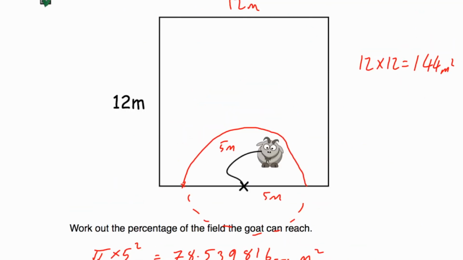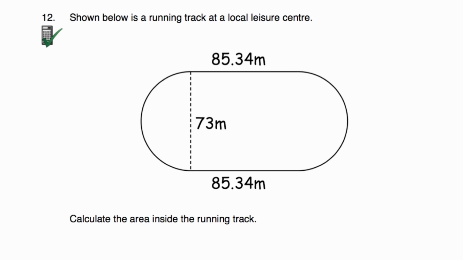Okay, let's have a look at our next question. So question number 12, we've been given a running track at a local leisure centre, and it's got a straight here of 85.34 metres. It has a bend, another straight of 85.34 metres, and then another bend. And the width of the running track, the distance from one side to the other side, is 73 metres. I've been asked to calculate the area inside the running track.